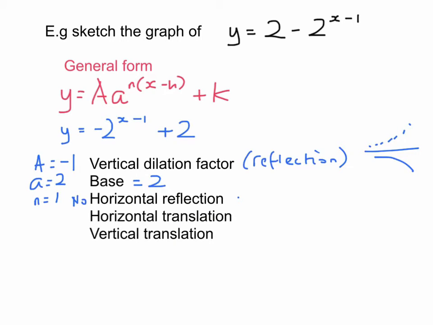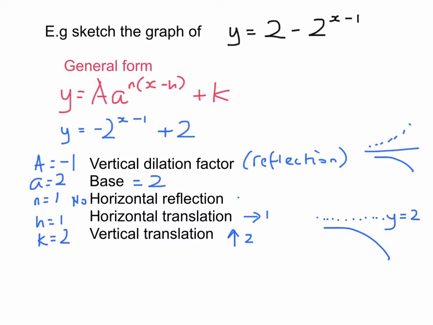However, the horizontal translation will be something. You can see that that's just going to be 1 unit to the right, which I draw like this, and we would say translation of 1 unit in the positive x direction. And last but not least, k would be 2, which gives you the vertical translation upwards 2, which we would say is a translation of 2 units in the positive y direction. So that means what I have is an asymptote at y equals 2.